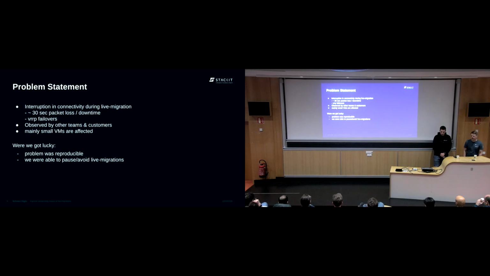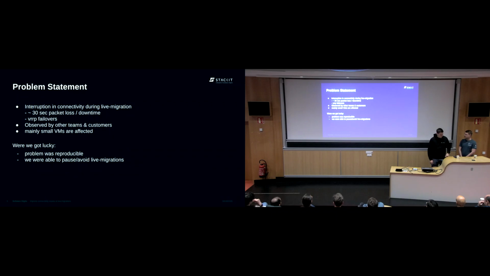So, what is the issue we heard? We got reported that there were connectivity issues for VMs, and for around 30 seconds there was packet loss or downtime. These were mostly load balancer VMs, so we saw VRRP failover there, and this got reported mainly by other teams at the Stefan Cloud, but also by customers. And what was interesting, this was mainly about small VMs.